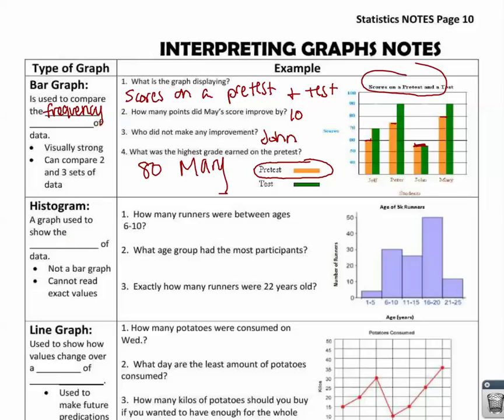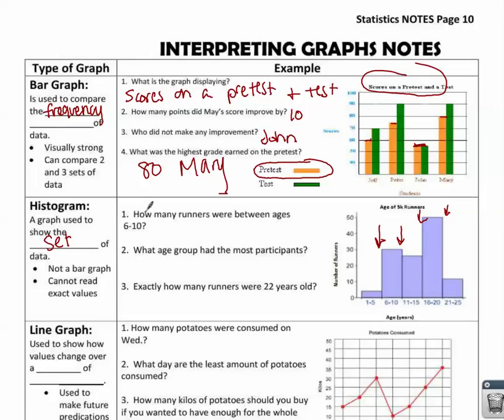Now let's look at a histogram. A histogram is a graph used to show sets of data. It's not a bar graph, so you can see that there's no spaces in between each category or each interval. And you cannot read exact values. So you can see at the bottom of the histogram that it's an interval notation. So scores between 1 and 5, or in this case, the number of runners between 1 and 5, 6 and 10, 11 and 15.